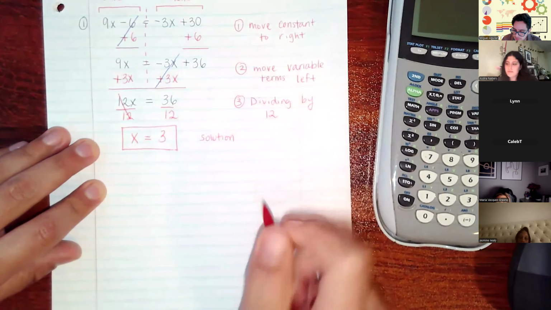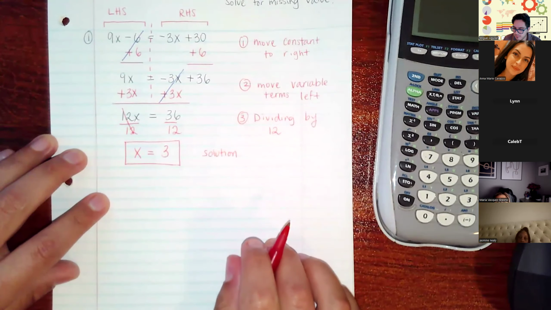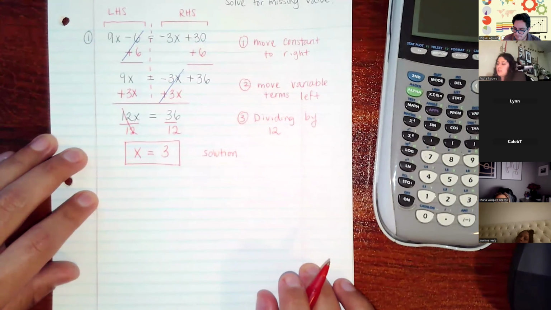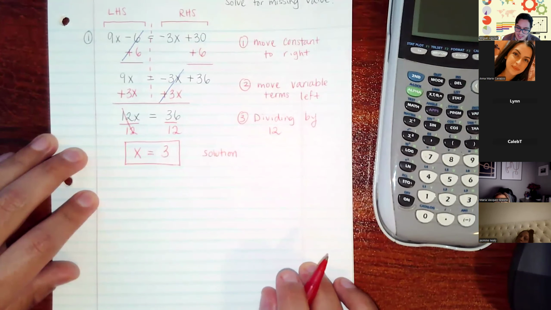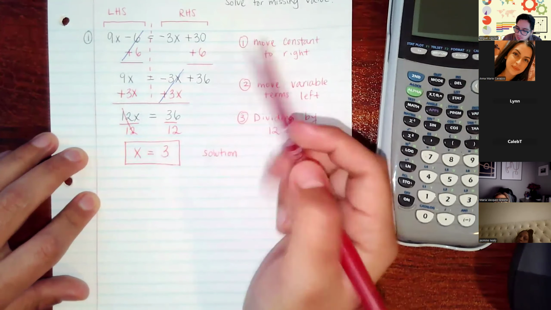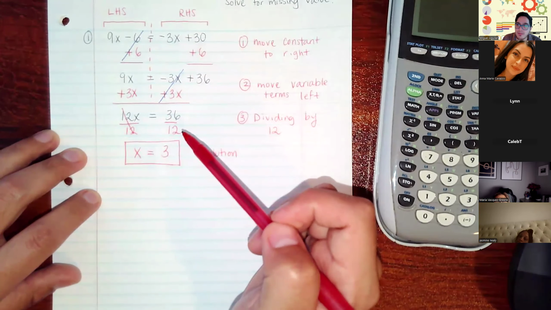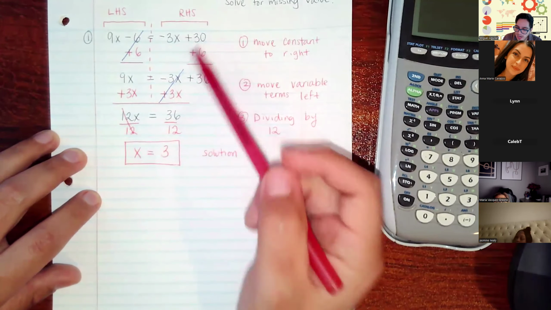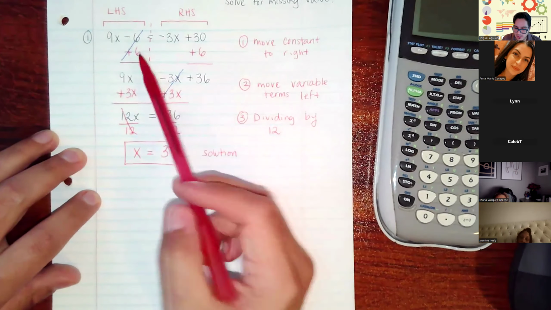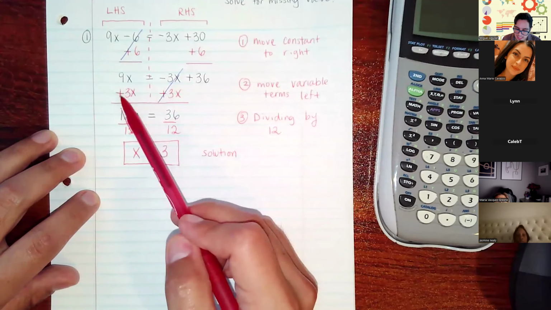I have a question. Yeah, what's up? So, I got the same answer as you did, but I did it different. I did the variables first. Is that fine, or is that wrong? No, that's not wrong. You got the same answer, right? Yeah. Right. And that's why I said there's a million and one ways to solve this equation. Some are more complicated than others. I am just going to be consistent and try to move the constant first, then the variable last.